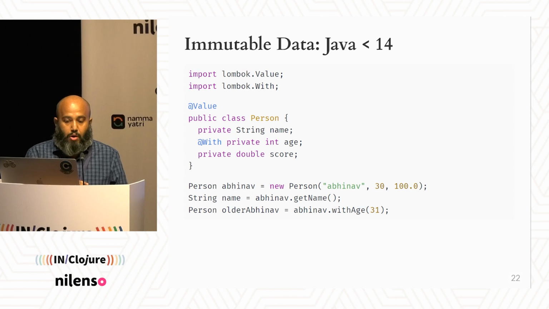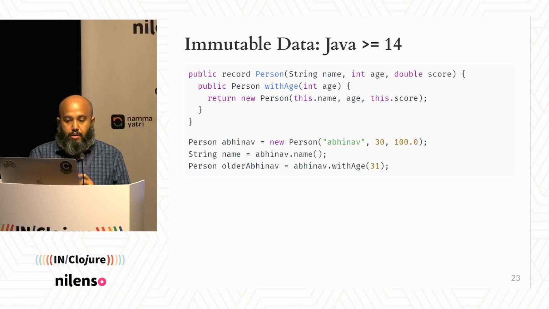This is using Lombok, so you have this class and then you put some annotations over it and it generates a class with no setters, only getters. So you can get the name and then you can change the name but get a copy of the object. So the older Abhinav object is a copy with the age changed, and it does not change the age in the original object, right?